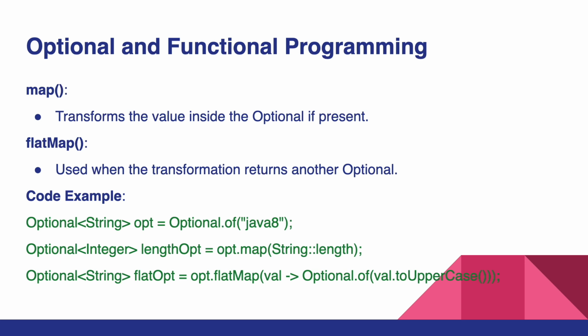Optional shines even brighter when used with functional programming concepts in Java 8. For instance, the map function allows you to transform the contained value if present without checking for null. Please take a look at this self-explanatory code example below for your better understanding.